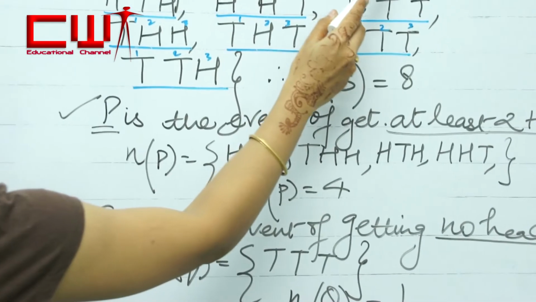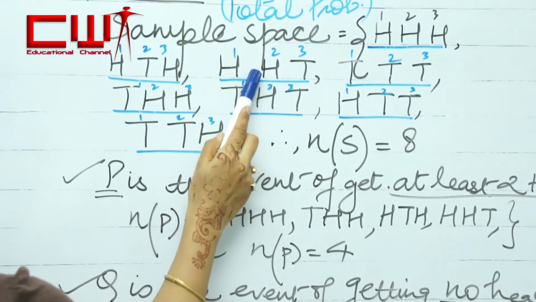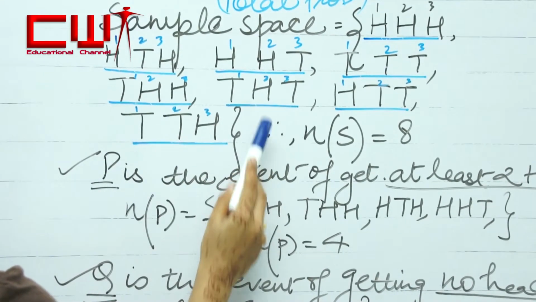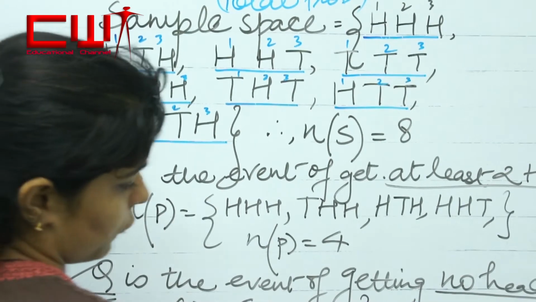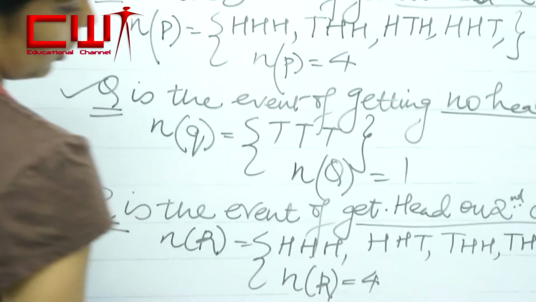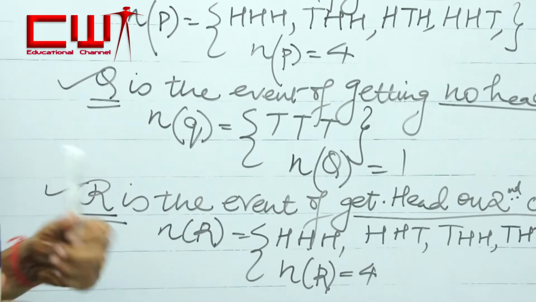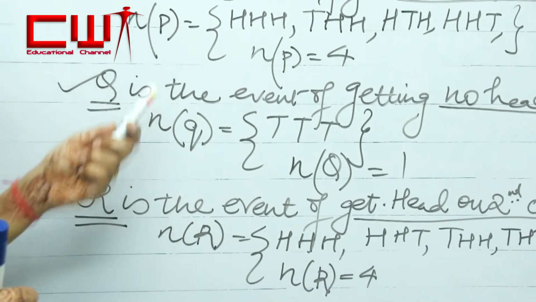The third is the event of getting head on the second coin. You are getting head on the second coin here, here, then THH, and here. So there are 4 situations where you are getting head on the second coin. So the answer is 4. That's it. So this is the first question of exercise 4.1.